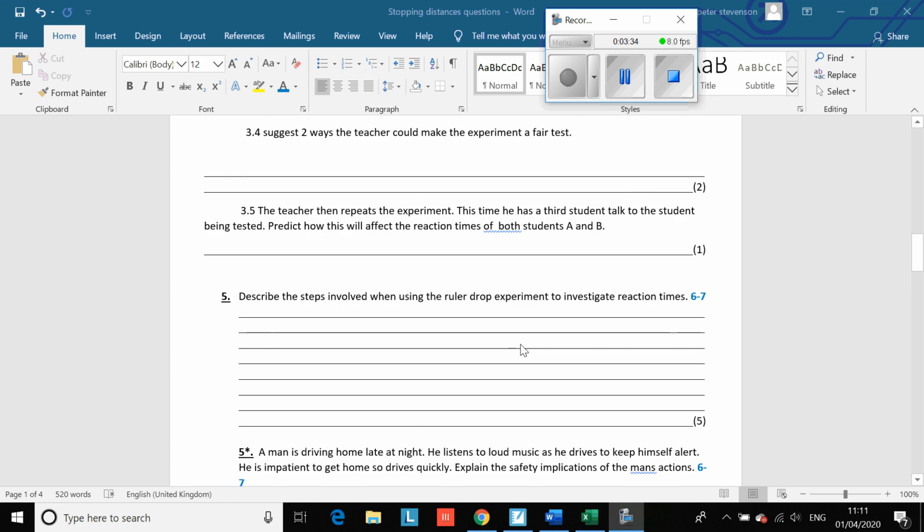This should take you about half an hour, and then I will post up the answers a bit later. But I would like you to submit your answers through Teams or through Show My Homework. If you've done it in your book, you can simply post it up on the post for the lesson. Right, I'll be online a bit later if you need me.